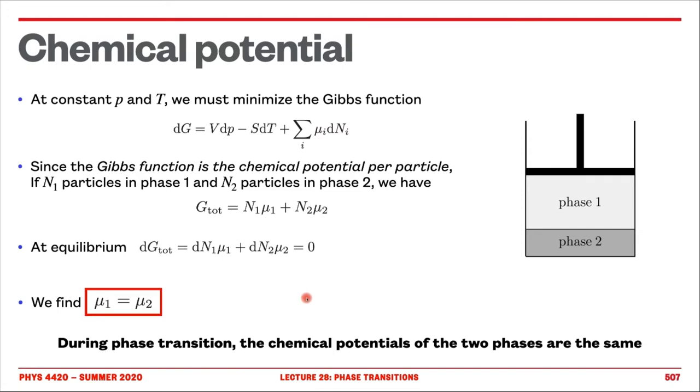So I'd like to say two important things on this slide. The first one is that the chemical potential is the same between the two phases during the phase transition. That's what we described. But also a reminder of something we've seen before that's really crucial: the Gibbs function is the chemical potential per particle. We are going to use that quite a few times.